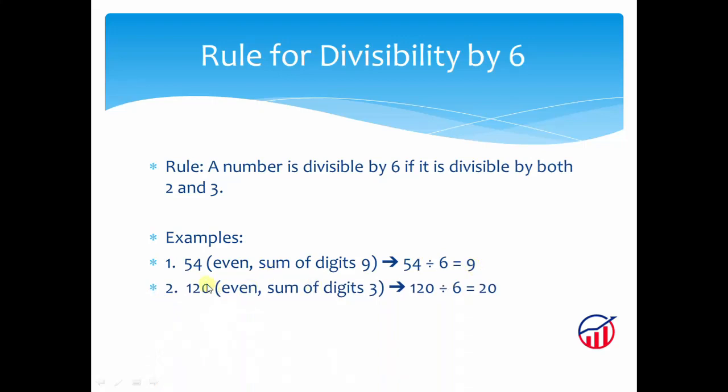Let's check another example over here. So the number is even, and the sum of the digits is 3, which is divisible by 3. So 120 divided by 6 is 20. The third example, 42 is an even number again over here, and the sum of the digits is 6. So it is divisible by 6.